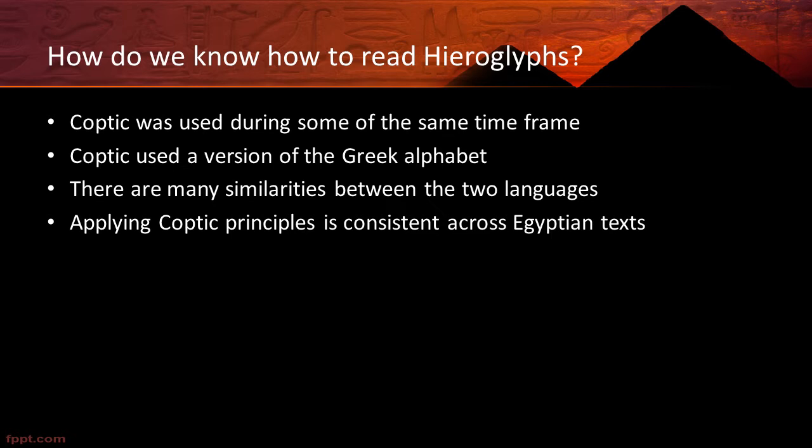So, in order to understand the language, Egyptologists, after centuries of not really knowing, started applying Coptic principles to the language, and suddenly what they were reading and trying to translate started to make sense. So using Coptic gave them the ability to actually begin to translate and come up with what we understand about hieroglyphs today.